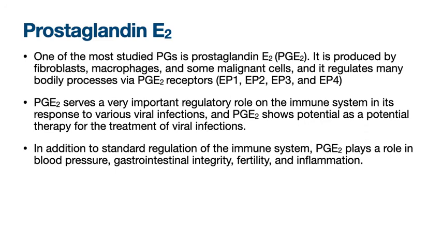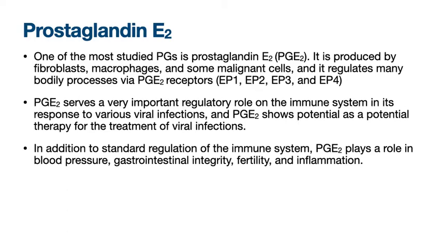So let's get specifically, though, into prostaglandin E2. We haven't talked about it yet, and that's what this entire presentation is about. So prostaglandin E2 is one of the most studied prostaglandins out there. This is because it's produced by fibroblasts, macrophages, malignant cells, and it regulates a lot of bodily processes via the PGE2 receptors. That's the prostaglandin E2 receptors. And these four receptors are EP1, EP2, EP3, and EP4.